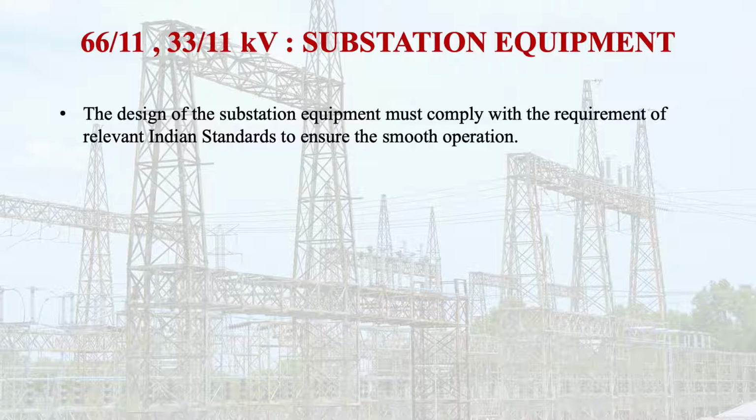You can see, in the case of this transformer, one circuit breaker on one side, another circuit breaker on the other side, then again the current transformer on both sides, and the potential transformer is used for measuring the voltage level which is coming. So all these equipment are used in the substation. The design of the substation equipment must comply with the requirements of relevant Indian standards to ensure smooth operation. Here in this session, I am going to describe an introduction to each equipment.